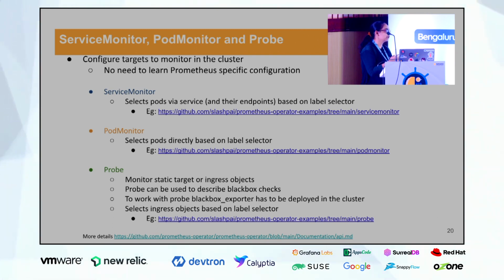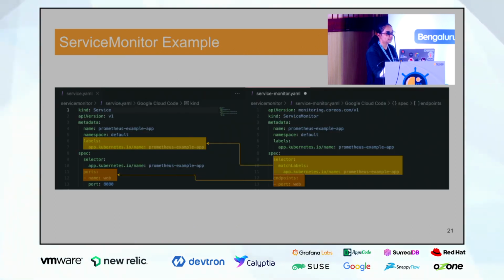So in order to do that, you should have a blackbox exporter installed on the cluster, and we can use the label selector to define which ingress objects you need to monitor. I have put some links for detailed examples, and I will have some of them in the slides as well.